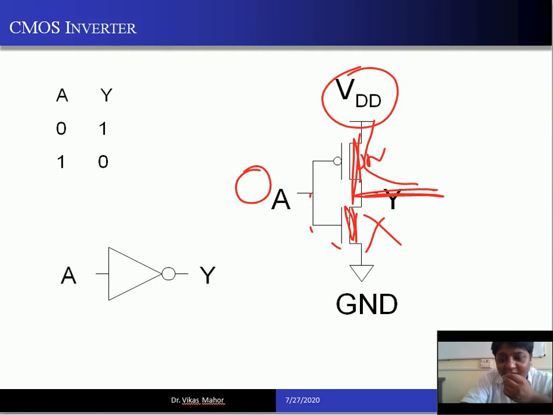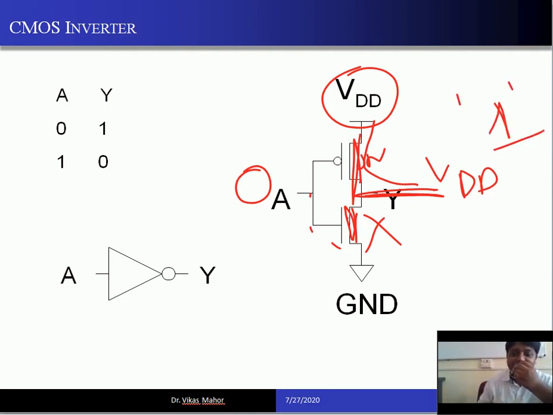So what will appear at the output? VDD will appear at the output. That means logic 1. VDD means logic 1. So when you are applying the input 0, you are getting the output 1. It is operating like an inverter.